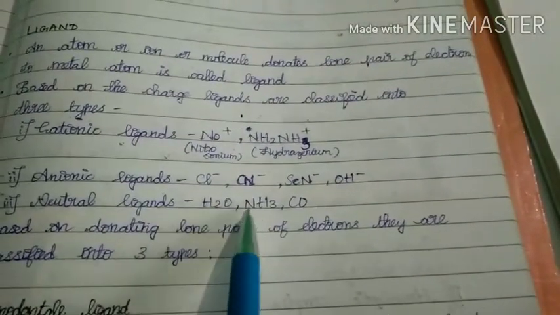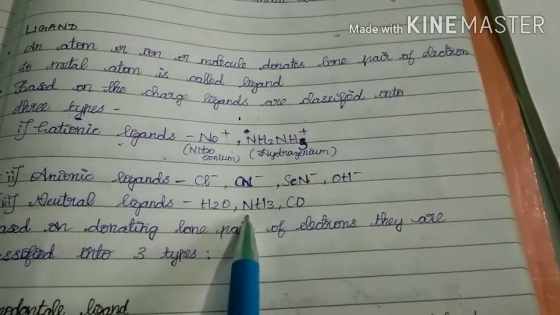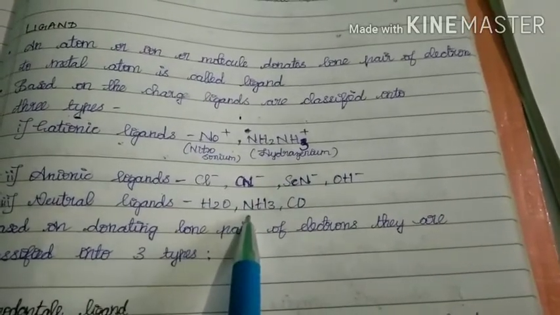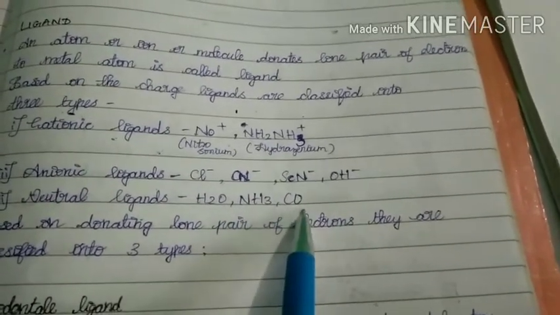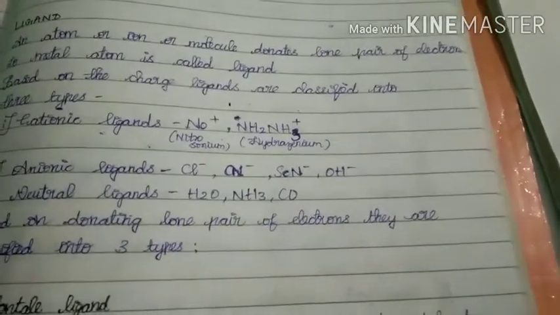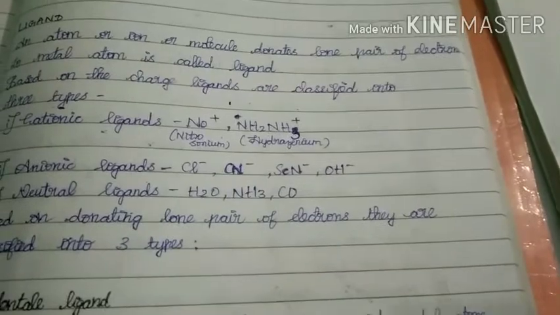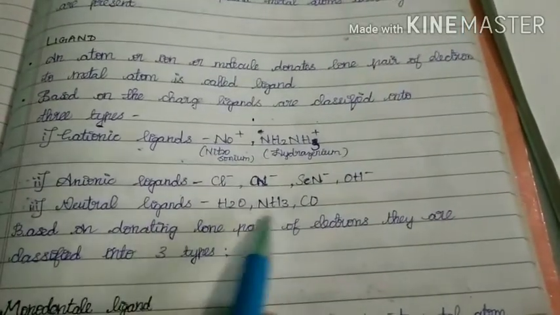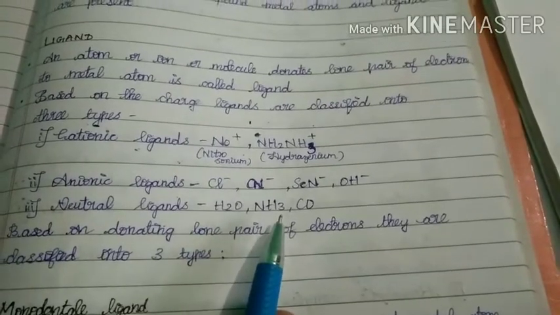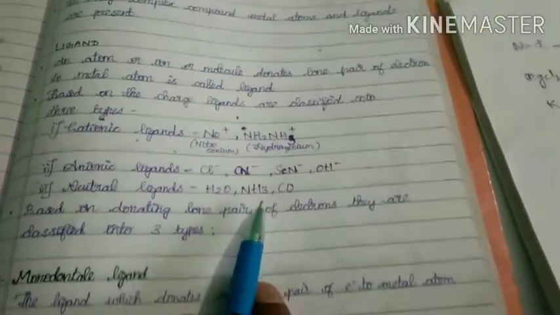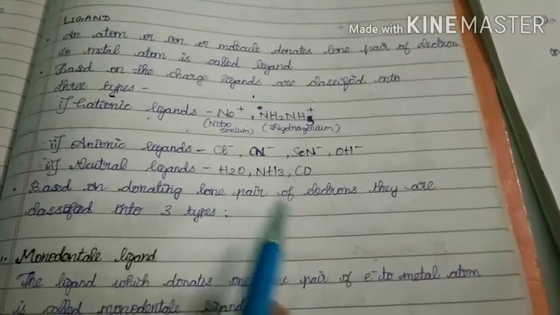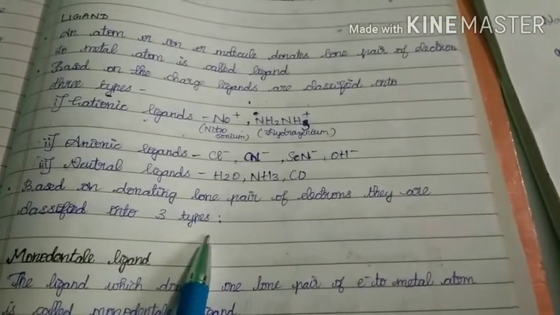Next, in NH3, nitrogen is the central atom, and nitrogen contains one lone pair of electrons, so it also can act as a ligand. In CO also, there is a lone pair of electrons, so it also can act as a ligand. So these are neutral ligands. Why are these called neutral ligands? Because they do not possess any charge. Next, based on donating lone pair of electrons, they are classified into three types.